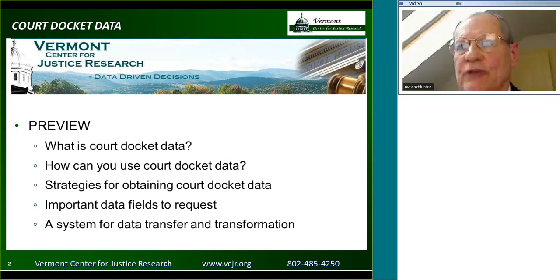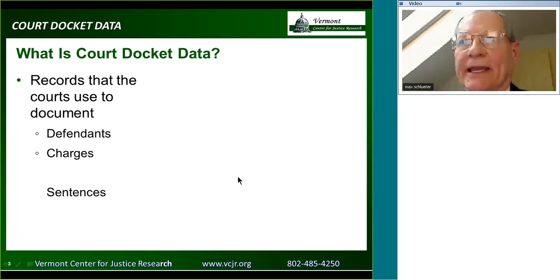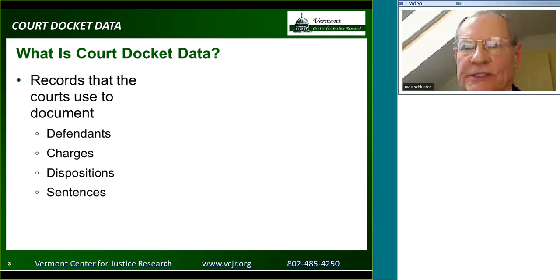and transformation strategies that we have used here in Vermont. So first of all, what is court docket data? Well, essentially, it's the records that the courts use to document who they're seeing, what those charges might be, the dispositions, that is to say, what happens to those cases. Are they found not guilty? Are they guilty? Are they dismissed? And what are the sentences that typically are meted out in particular cases?